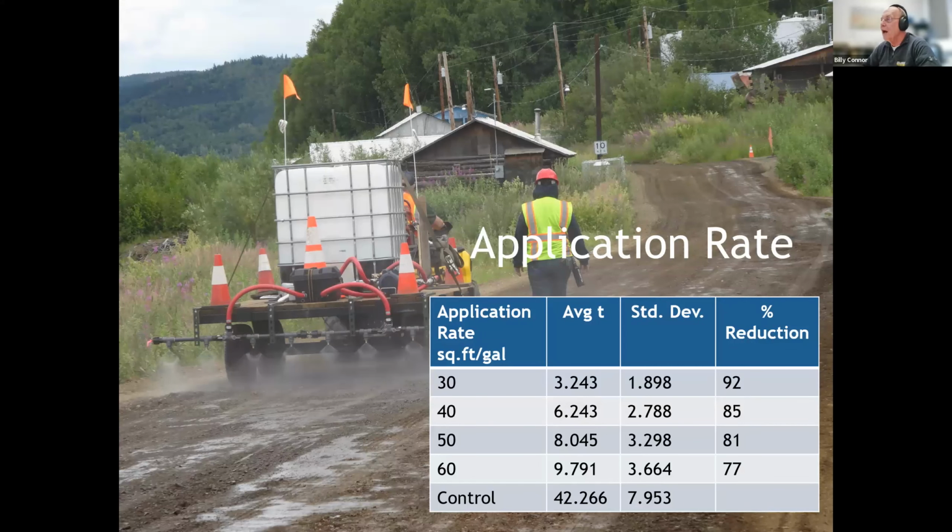Here's a test that we do here at UAF to determine whether or not it's going to perform for you. And we've done a number of products now. But the one thing I want to share with you is if we put it down at 30 square feet per gallon, it's kind of like paint. For this particular product, the percent reduction in dust compared to the control, which is an untreated material, we're getting 92% reduction in your dust. So it doesn't totally eliminate it, but it gets it down pretty low. If you put down 40, you'll see that bumps down to 85.